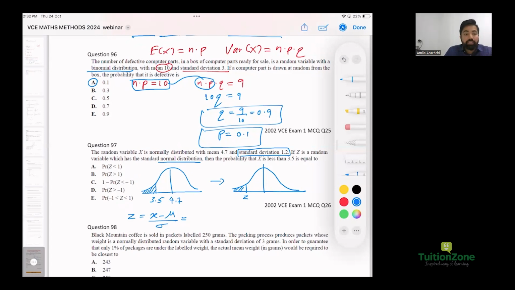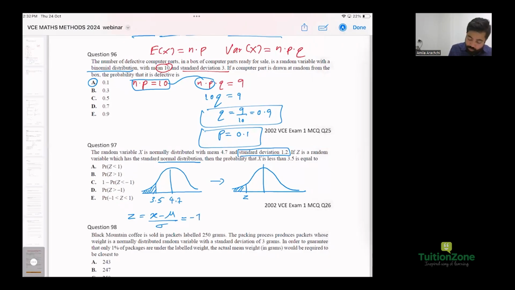What's the answer? Anyone? No chat? Nothing? What's the answer? Is it equal to... this is -1. -1. Let me see. Yes, it is. -1. So we found the -1.